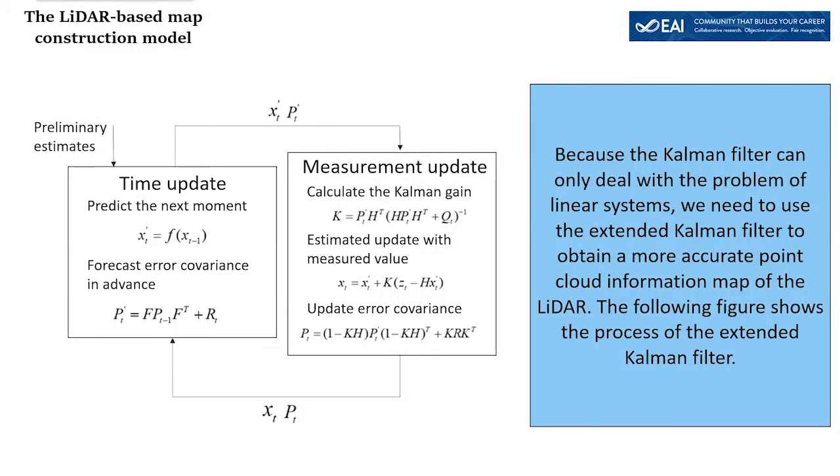The picture on the left is the general process of the extended Kalman filter. Because the Kalman filter can only deal with the problem of linear systems, we need to use the extended Kalman filter to obtain a more accurate point cloud information map of the LiDAR. The following figure shows the process of the extended Kalman filter on the left.